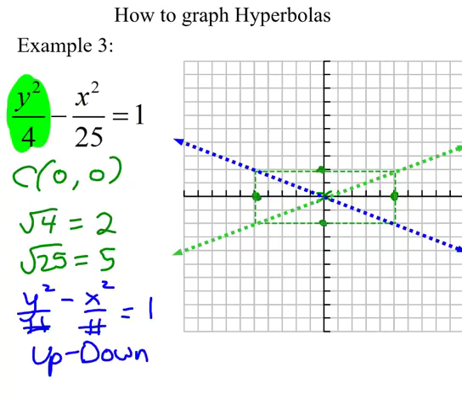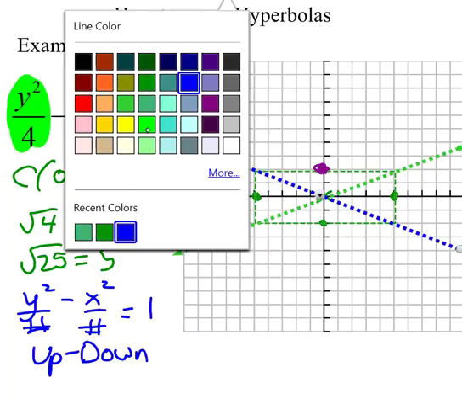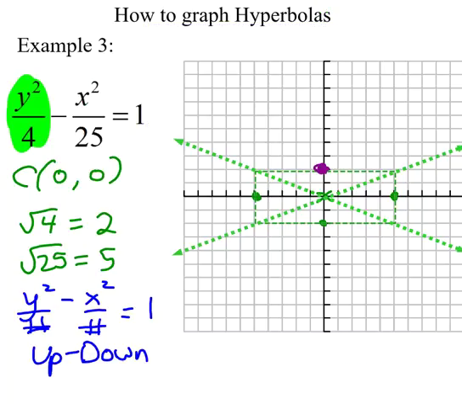An up-down hyperbola is going to be opening up along the y-axis and to the bottom. Now I can find the same pieces of information.